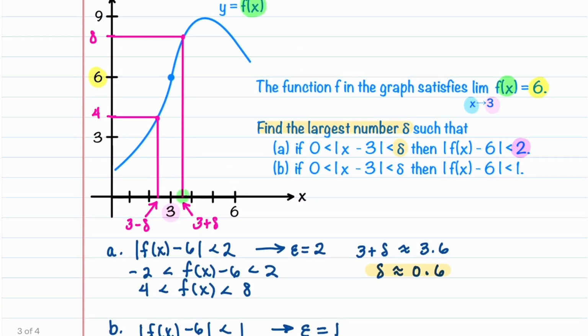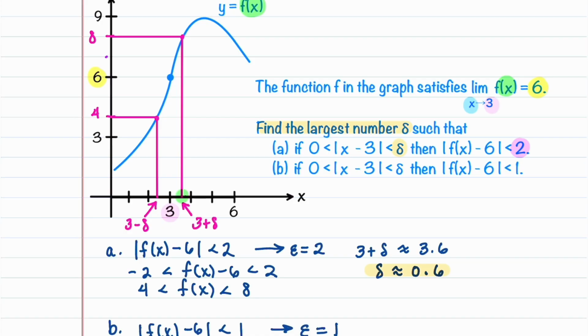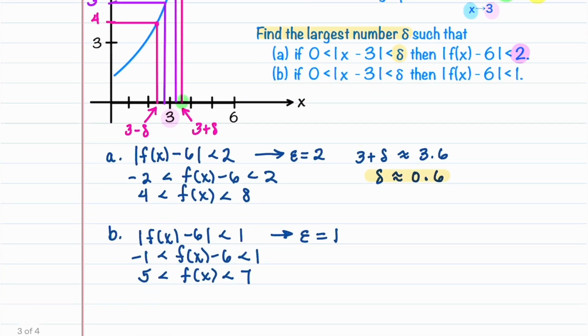Let's go back up to our graph and put in 7 and 5, because that's what f of x has to range between. Let's now draw a line over to our graph from both of those, and then we're going to draw our line down. Now we have to look at our graph and estimate what 3 plus delta is equal to. Let's put in our graph here that this point is 3 plus delta.